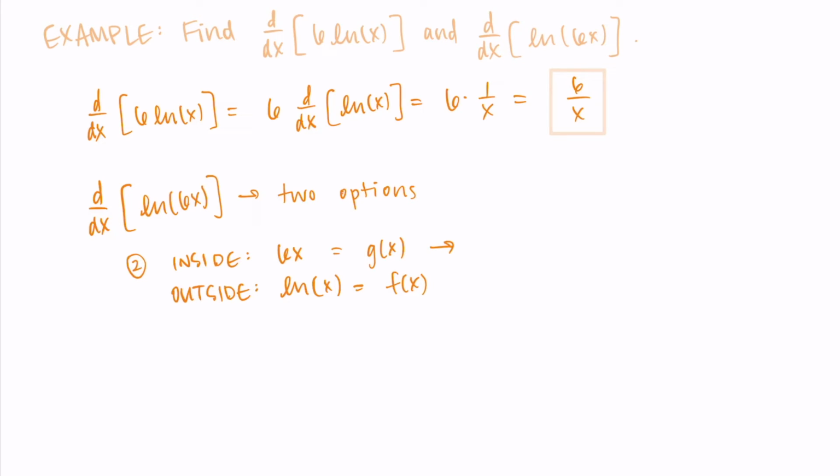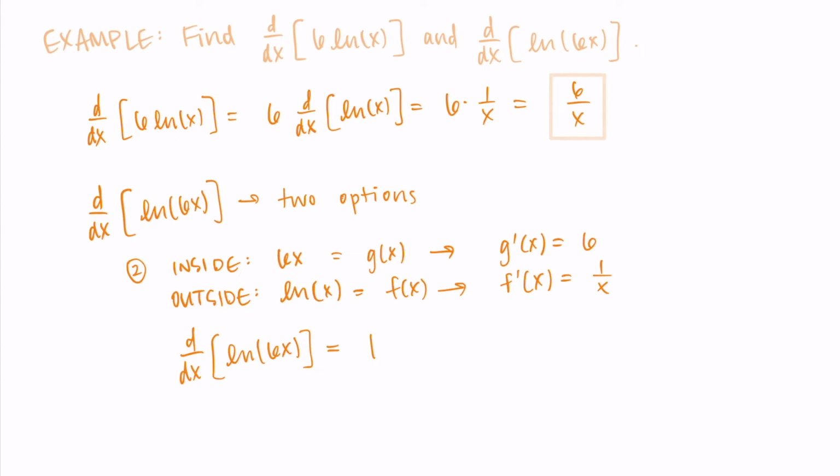Then we can just take their derivatives, since I know I'm going to need those. The derivative of 6x is 6, and the derivative of ln of x is 1 over x. Then, using the chain rule, the derivative of ln of 6x is f prime of g times g prime. Remember, that's the chain rule. I like to start with the g functions when I'm writing it out. So I have f prime of 6x times the derivative, which is 6. Then f prime is 1 over something, so I do 1 over 6x. That gets multiplied by the 6. The 6's cancel out, and I get 1 over x.